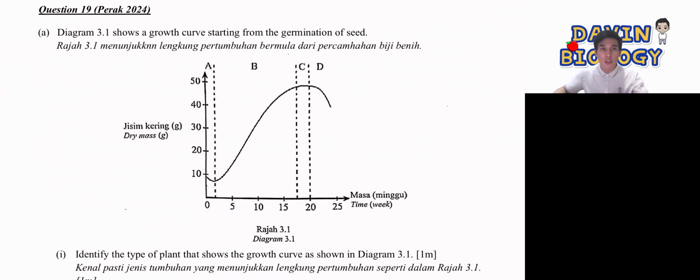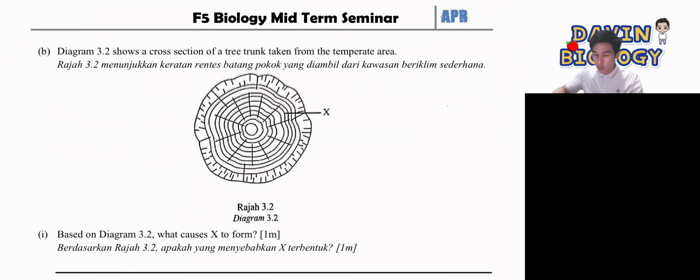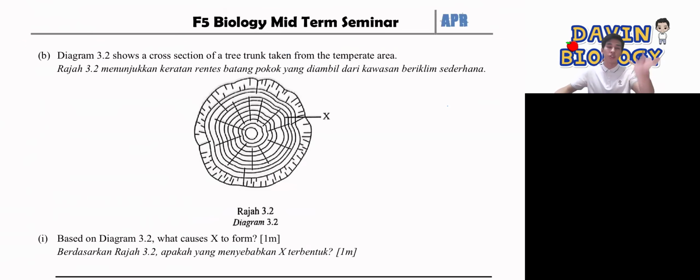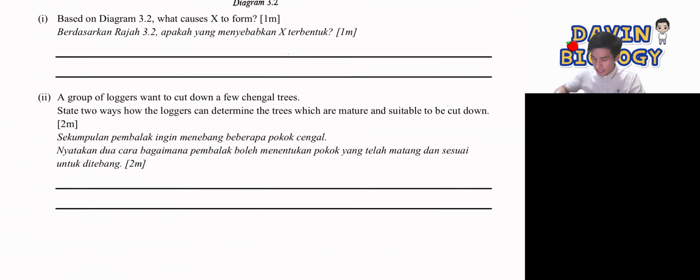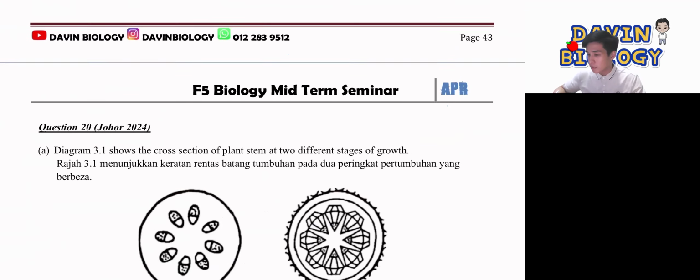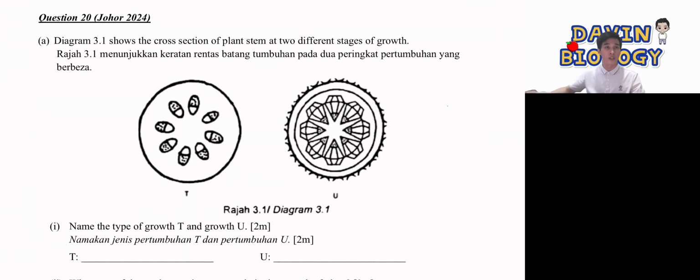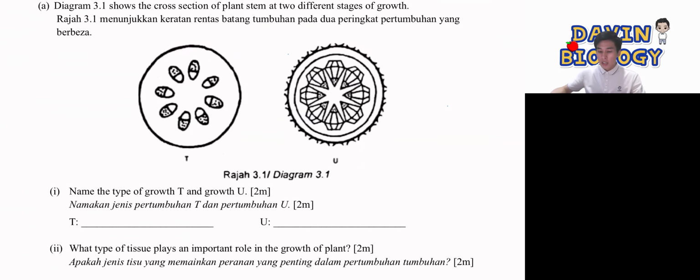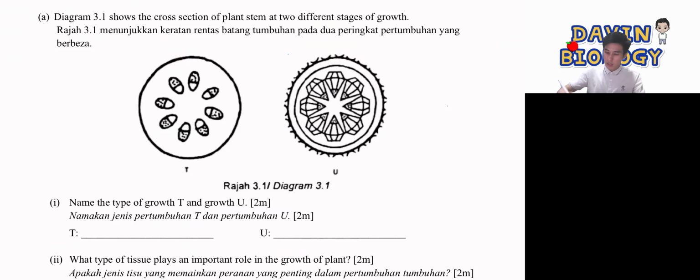Okay, so this one talks about the annual growth curve again, and also the annual growth rate, which we did exactly the same thing. Okay, easy. So we do another trial. Now this trial here is very simple. Johor last year. They give you 2 stems, one primary, one secondary. Type of growth, just mentioned, right?